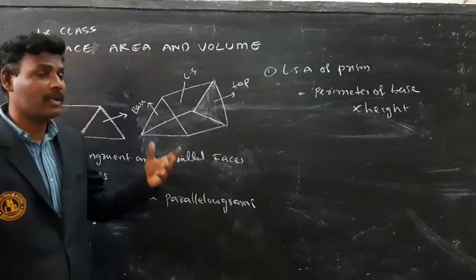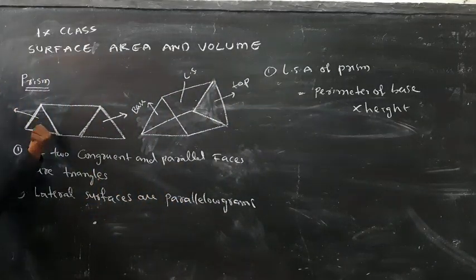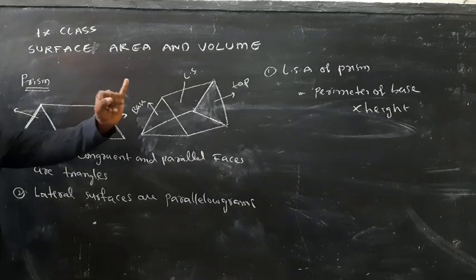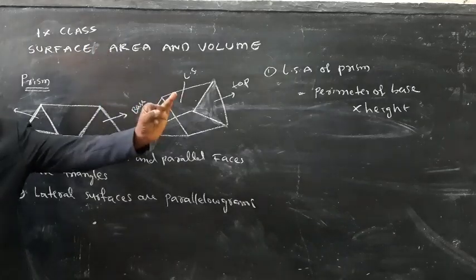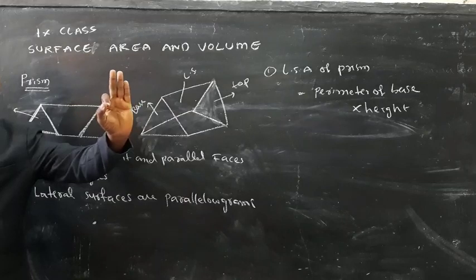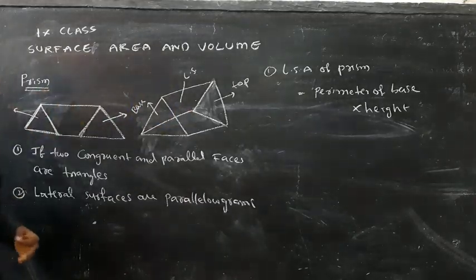So, what does the perimeter of the base mean? For example, here the base is a triangle. So, we have three types of triangle: scalene triangle, equilateral triangle, and also isosceles triangle. So according to the shape of the triangle, you can take the formulas.